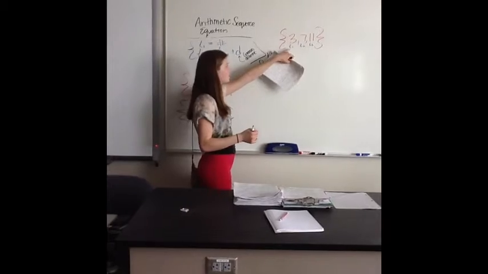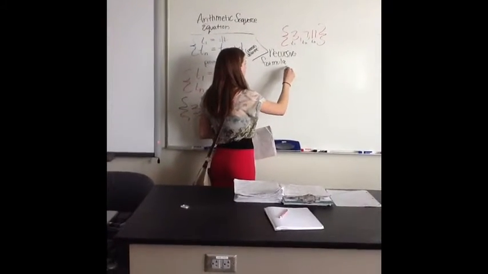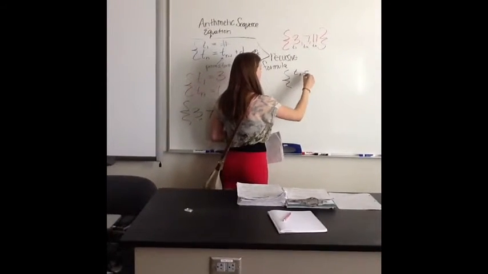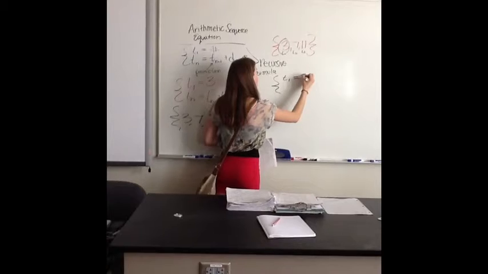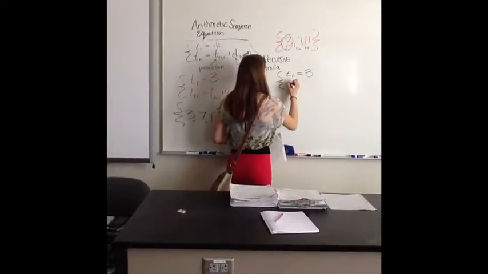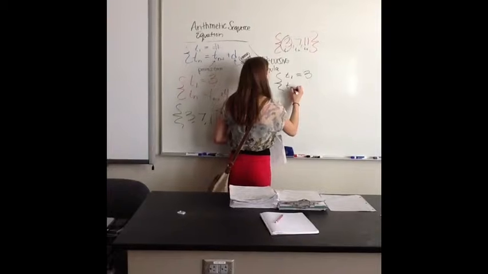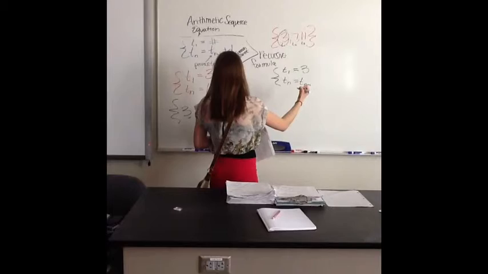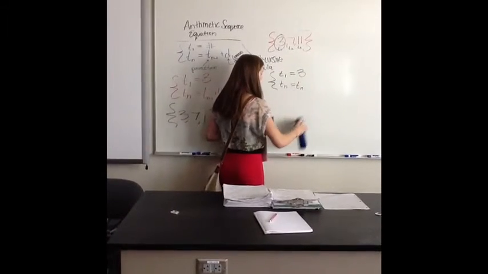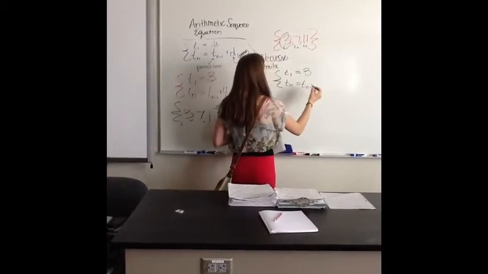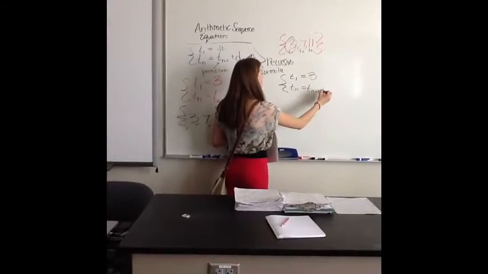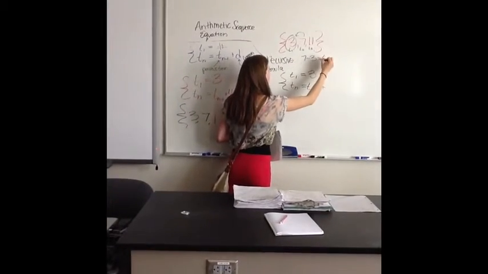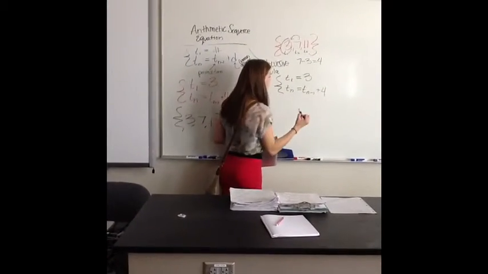If they give you this formula, you could write a recursive formula. So you go t of 1 equals 3. And then t of n equals t of n minus 1 plus d. And then to figure out what the d is, you take 7 minus 3 equals 4, and you put that into the equation.